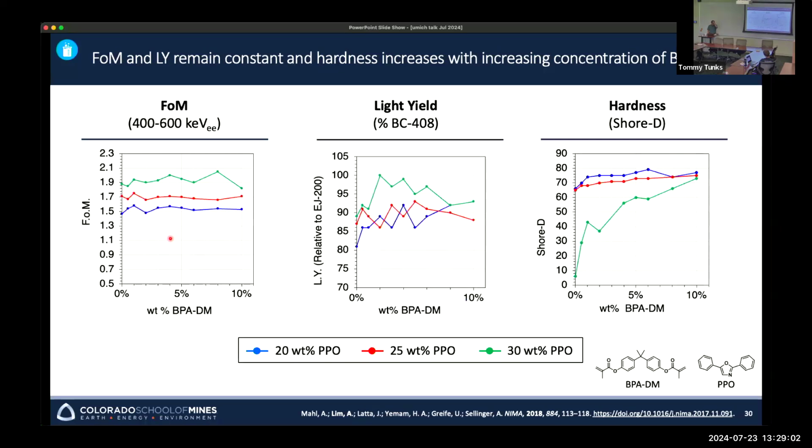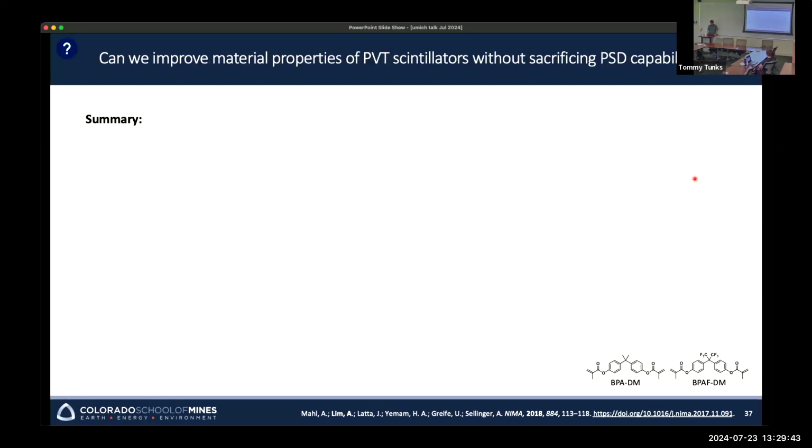So, all right, this is kind of what we saw. As we increase the PPO content, we don't see a big change in the FOM, which is great. So we can actually have the PPO content quite high, and these are really good values. Even this 1.5 value is probably good enough. The light yield is still pretty good compared to the source that we're comparing it to, and then you can see that the hardness is where it needs to be. So with the 30% PPO, you really need to increase the cross-linker to get the hardness back up. So it's hard, it works well, good light output. So this is a kind of win.